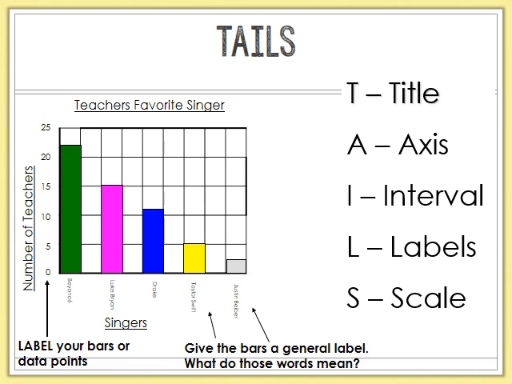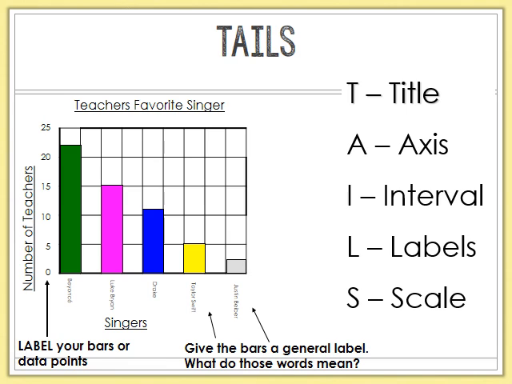All right, so the first thing you have to do is you have to have a title. So you want to remember the acronym TAILS. TAILS stands for title, axis, interval, labels, and scale. So the title is teachers' favorite singer. The axis: we have our x-axis is singers and our y-axis is number of teachers. The interval that we have is 0, 5, 10, 15, 20, 25.